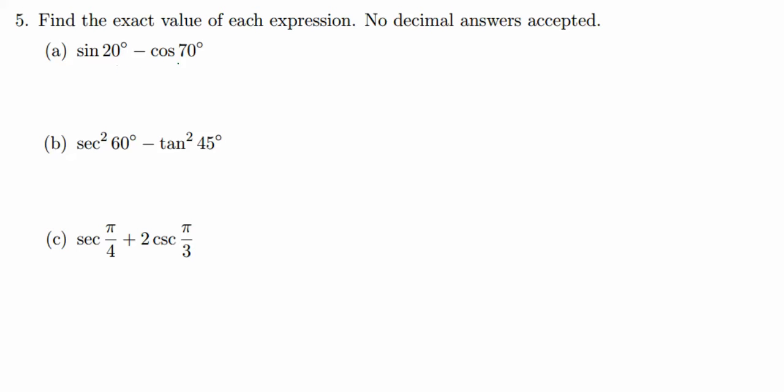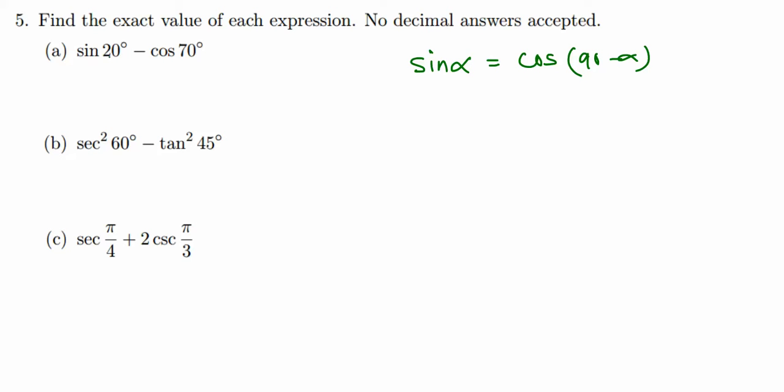But there is a relationship between 20 and 70. The sum of these two angles is 90, which means 20 and 70 are complementary angles, and we know that cofunctions of complementary angles are the same. So sine of some angle alpha is the same as cosine of the complement of alpha, which is 90 minus alpha.